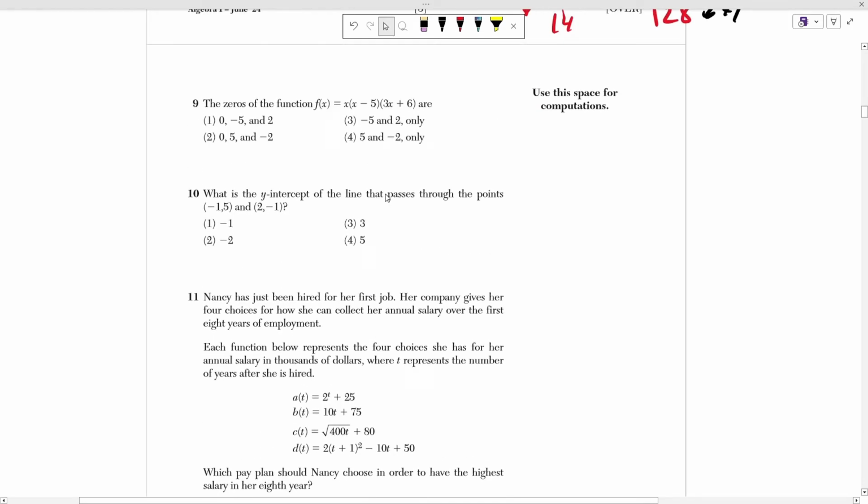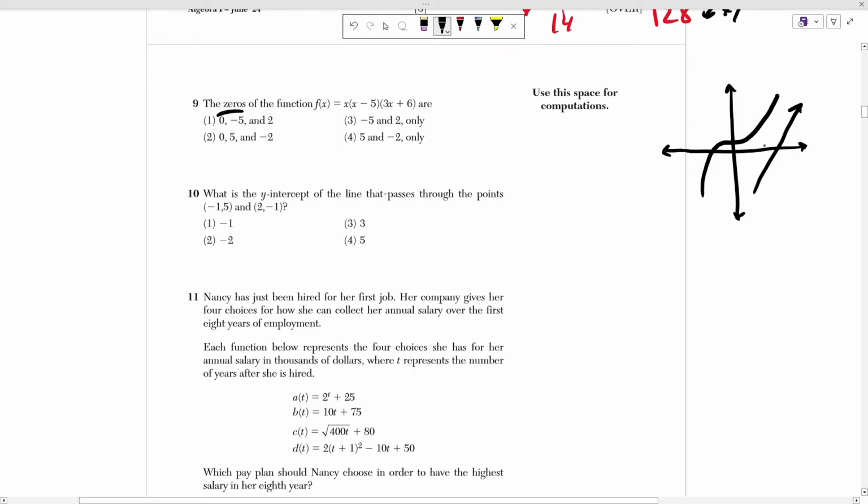Number 9 says the zeros of the function f of x is equal to x minus 5, x times x minus 5 times 3x plus 6 are what? Well, let's talk about what a zero of a function is. Functions are graphs, right? So it's a big word for saying graphs, right? So graphs look different. Some graphs are going to go like that. Some graphs are going to go like that.